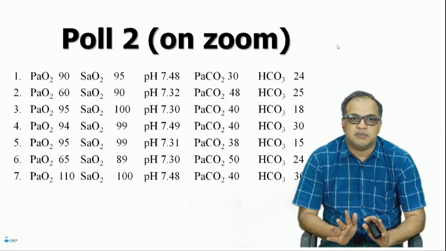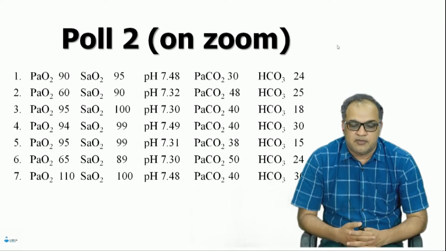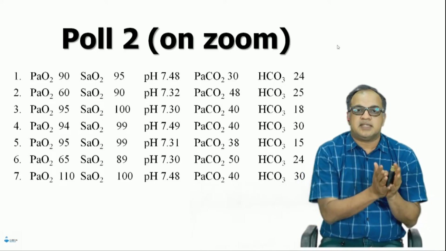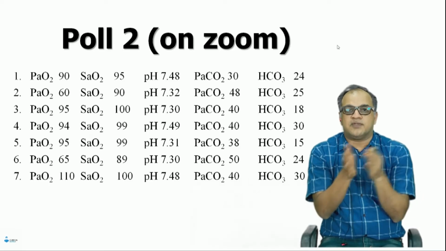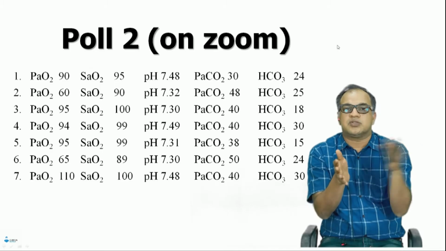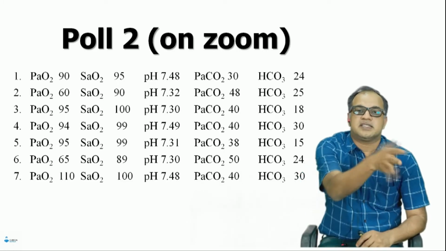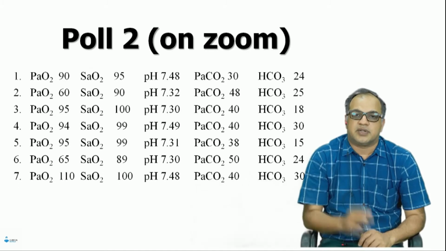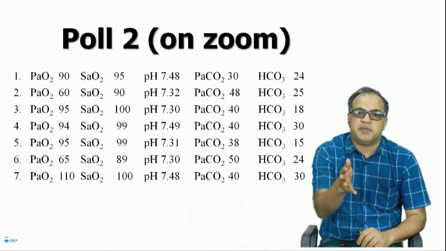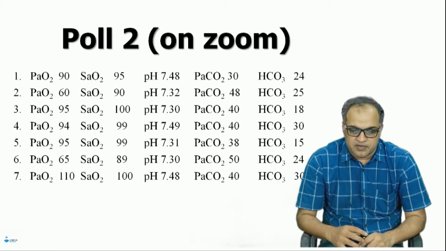Again, the question is very simple. We have to see, okay, 3 have voted. We have to see if pH is in the alkalotic direction. Then which of the two, CO2 or bicarbonate, is going in the direction of pH? Like the sixth one, pH is 7.30. It is acidotic. PCO2 is acidotic. Bicarbonate is normal. So respiratory acidosis. This is how we'll solve. 5 have voted.